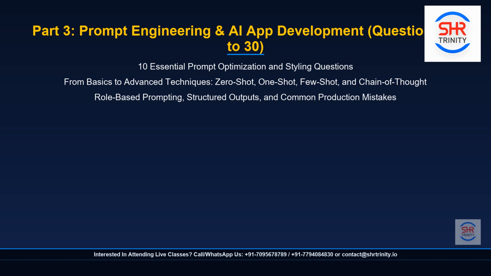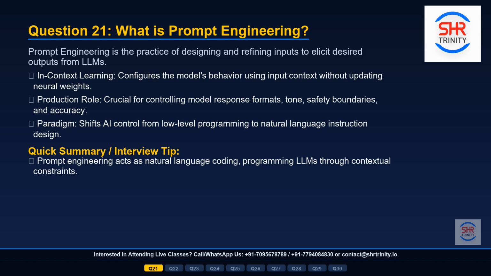Question 21. What is prompt engineering? Prompt engineering is the systematic process of structuring and refining the input text, called a prompt, to guide a large language model to produce accurate, relevant, and properly formatted outputs.